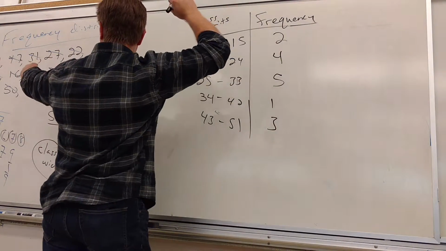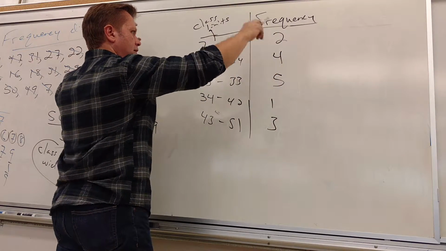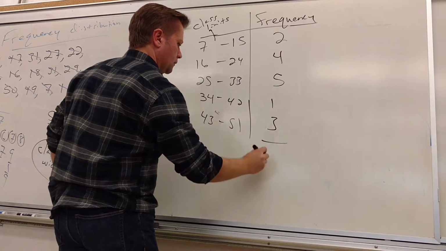How many data points were there? 15. So what this better add up to be? 15. Okay, so let's see. 6, 11, 12, 15. Thank God.